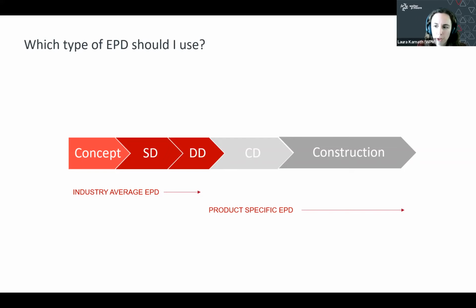So the industry average EPDs are really valuable when you haven't committed to a specific supplier, when you just want to play around with your design and get a lot of ideas. And then once you start to get down to either you, the designer, are specifying a product or a manufacturer, or in construction, when the contractor is actually procuring the materials, that's when you want to start to get into product specific EPDs. And you can always use product specific EPDs earlier. Just know that it reflects a specific product or a specific manufacturer. And if you go with something different, it might not be accurate.